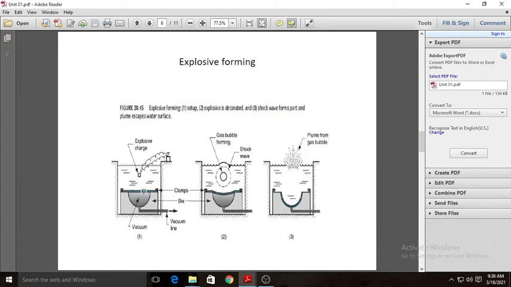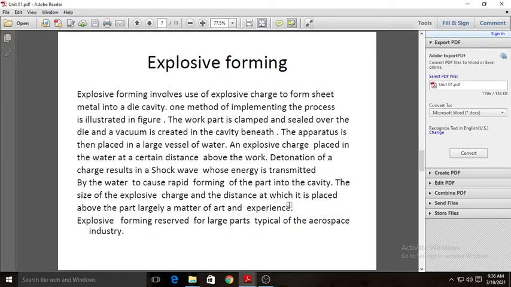You can see this is the workpiece, and above this workpiece we kept an explosive inside a container. When the explosive is exploded by pushing a button, shock waves are produced, and when these shock waves strike the workpiece it falls inside the cavity and takes the size and shape of the cavity, and we get the forming. Okay, so this is the explosive forming process.